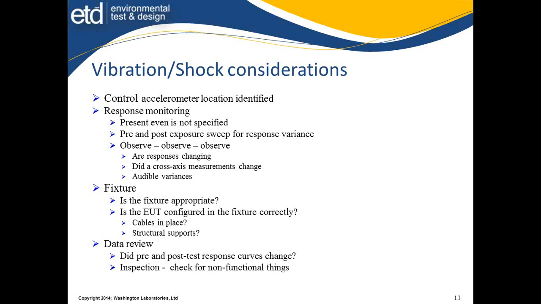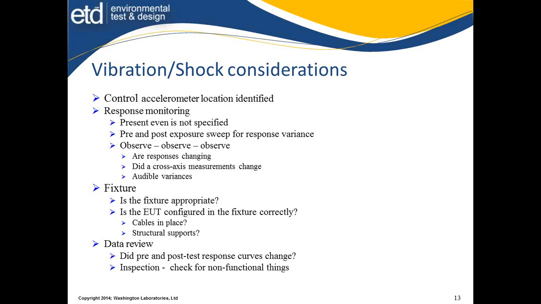Quite honestly, I think that response monitoring is something we should do all the time. Whether it's called out in the procedure or not, we need to have a method to look at the EUT to see if it is varying from what we saw at the beginning of the test. As responses start changing, we're getting an indication that something about the test article is varying. We need to be able to adjust based on that.